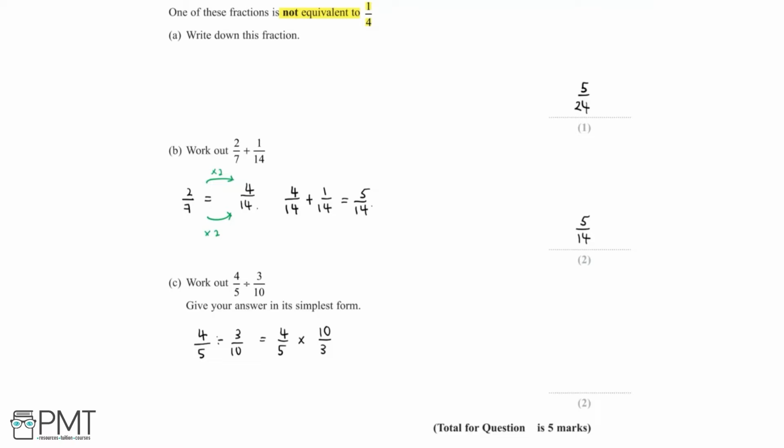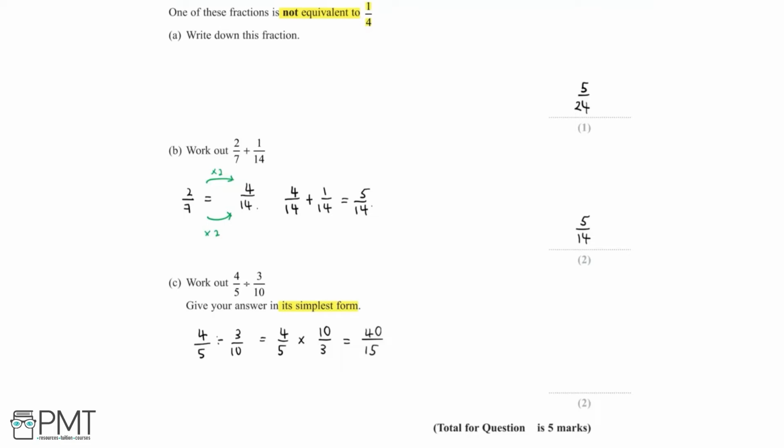Now that we have 4 over 5 multiplied by 10 over 3, we can multiply fractions as normal. And to do this, we multiply the numerators together and we multiply the denominators together. And so 4 over 5 multiplied by 10 over 3, well, 4 times 10 is equal to 40, and 5 times 3 is equal to 15. But we need to leave our answer in its simplest form.